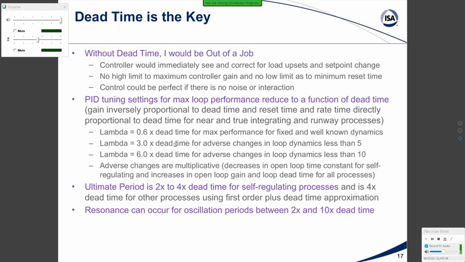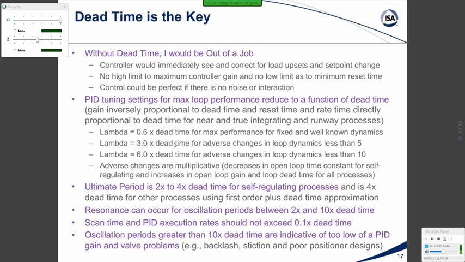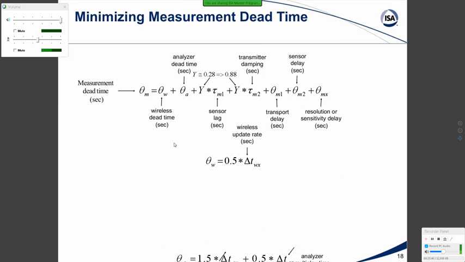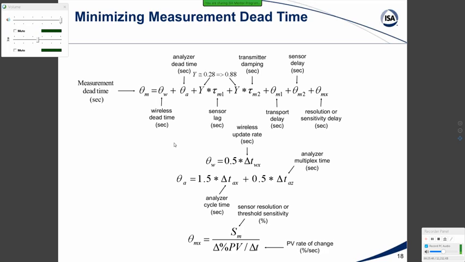Resonance can occur for oscillations between 2 and 10 times the dead time, and the scan PID execution rate should not be that slow. Oscillation periods greater than 10 times the dead time are indicative of too low a PID gain and some valve problems, which you can get from my white paper, Valve Response: Truth or Consequences, published just this year by Control Magazine. So we want to minimize dead time. These show the equations for doing that.